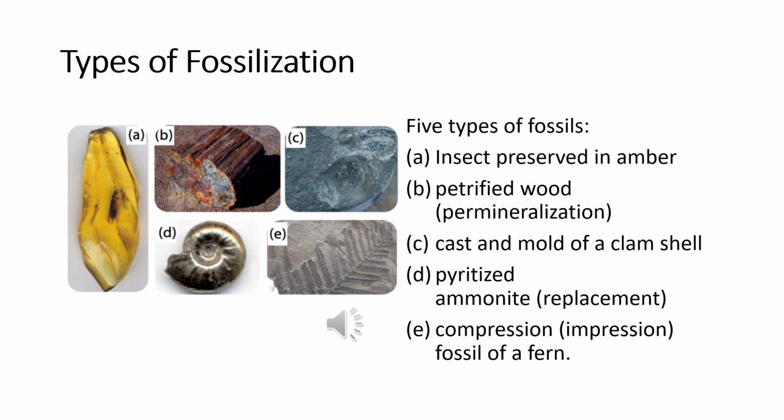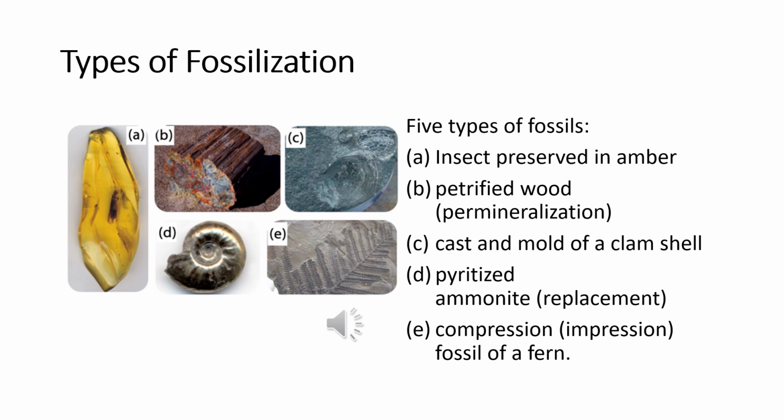In C, you can see an example of a cast and a mold of a clamshell. The cast shows the original bone or shell where it dissolved. You can see the shape of it. It dissolved away, leaving an empty space in the same shape as the clamshell. And later on, that hole that was left was filled in with other sediments or minerals, which created a mold of the clam.